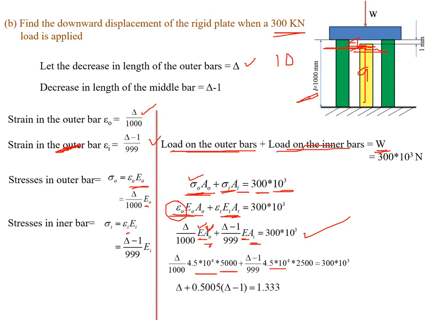Then we have to solve this equation. We get the delta value equal to 1.222 mm, which is nothing but the deformation of the outer bar. The problem asks to find the downward displacement of the rigid plate. The displacement of the rigid plate should be equal to the deformation of the outer bar, that is delta, which is equal to 1.222 mm. So this is the solution. Thank you.